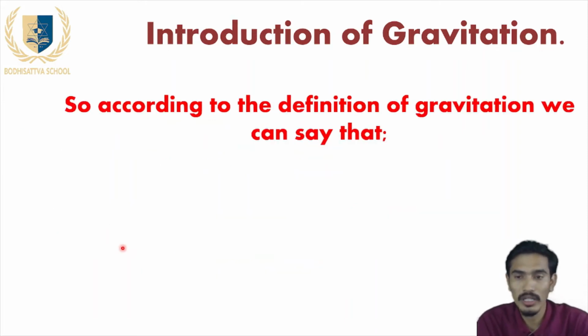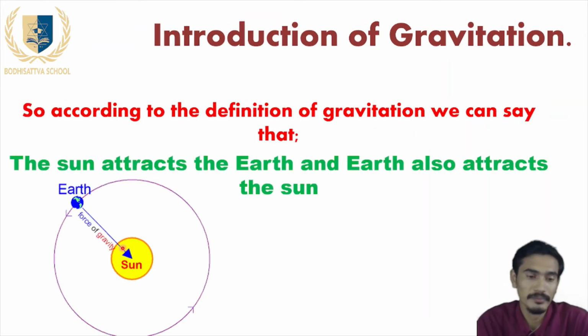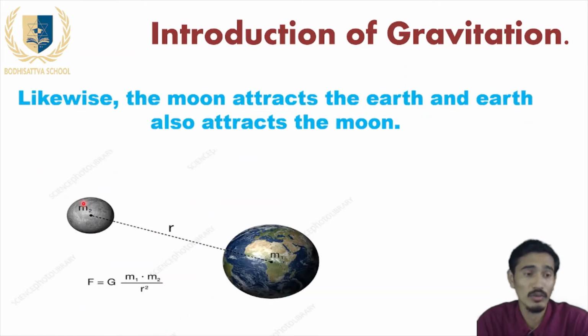So according to the definition of gravitation, we can say that the sun in the picture here and the earth, which is here, try to pull each other. The sun is trying to pull the earth towards it, and the earth is trying to pull the sun towards it. As well, here is the moon and here is the earth. They also try to pull each other.